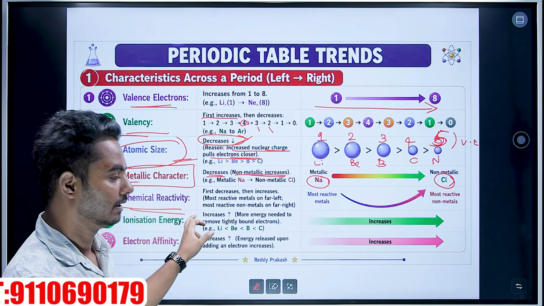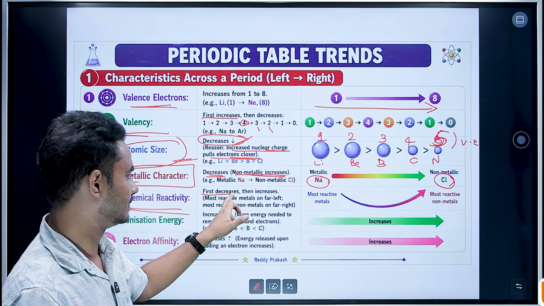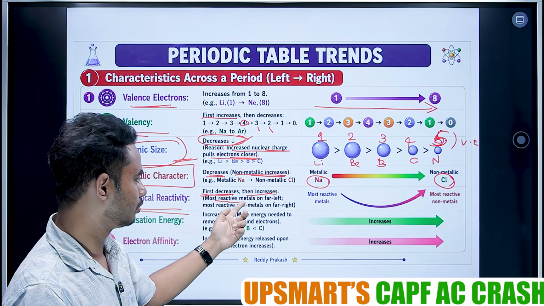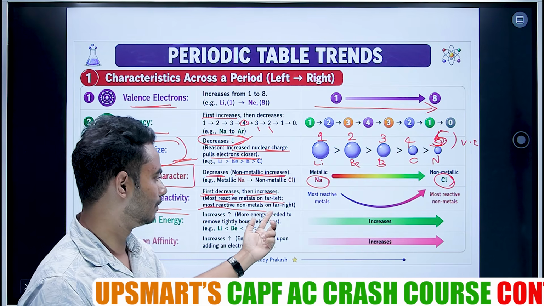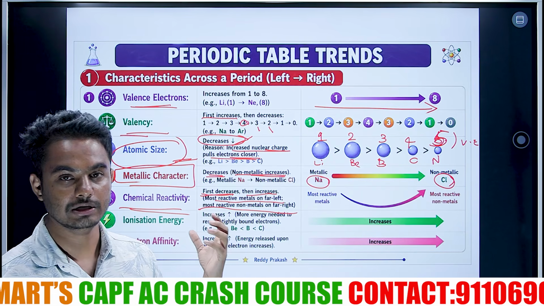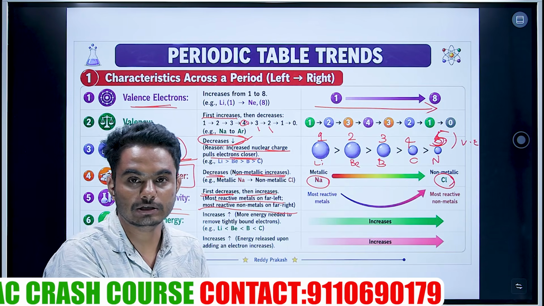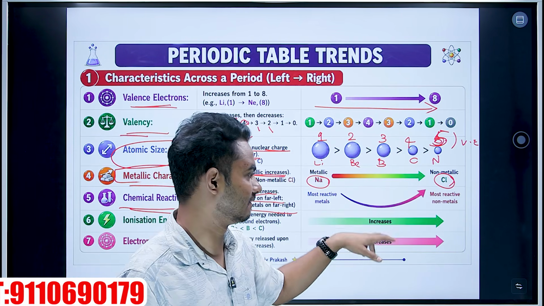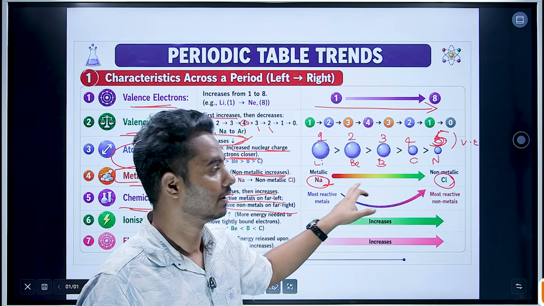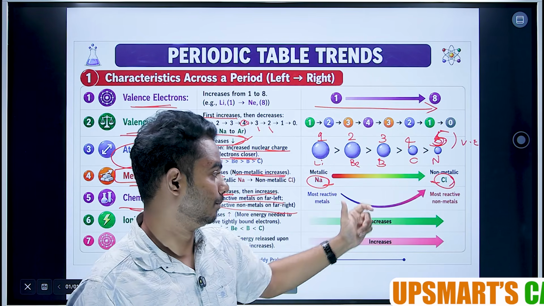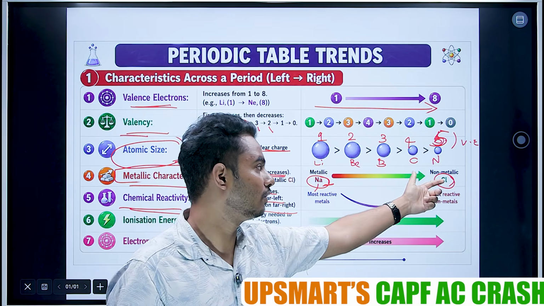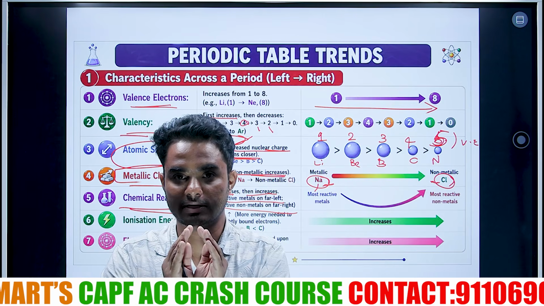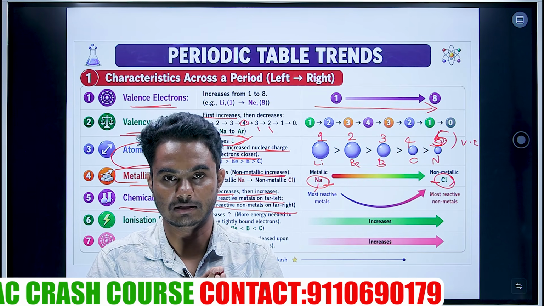Next, chemical reactivity. Chemical reactivity, first it will decrease, then increases, because most reactive metals are on the far left, most reactive non-metals on the far right. Initially in the table we'll be having metals, right? At the end we'll be having non-metals. Example, initially we'll be having metals like sodium. At the end we'll be having non-metals like chlorine. But sodium is also highly reactive. Chlorine is also highly reactive. Both are highly reactive. But going to the center from both ends, the reactivity will decrease.